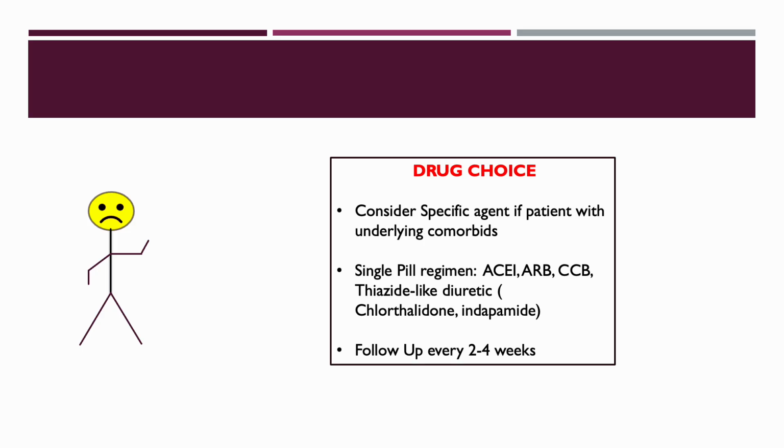So while initiating a particular agent, we will always consider if there's an underlying indication for a particular agent. This we'll be discussing in the coming slides, how to select a particular pharmacological drug for an underlying indication. At stage 1 hypertension, usually a single pill or single agent treatment regimen is preferred. Some of the common agents include ACE inhibitors, angiotensin receptor blockers, calcium channel blockers, and thiazide-like diuretics. So we initiate a particular agent and follow the patient up for 2 to 4 weeks.